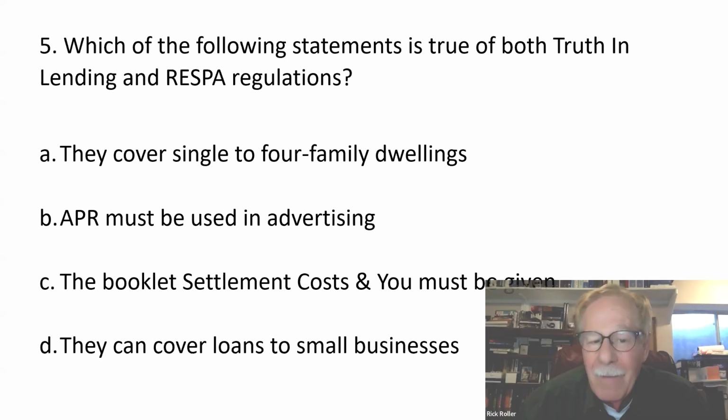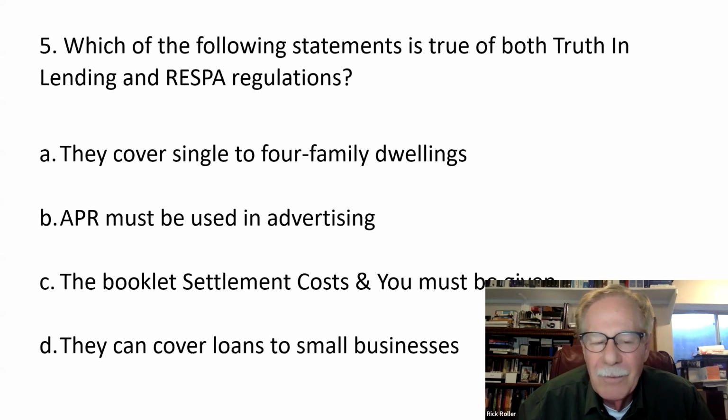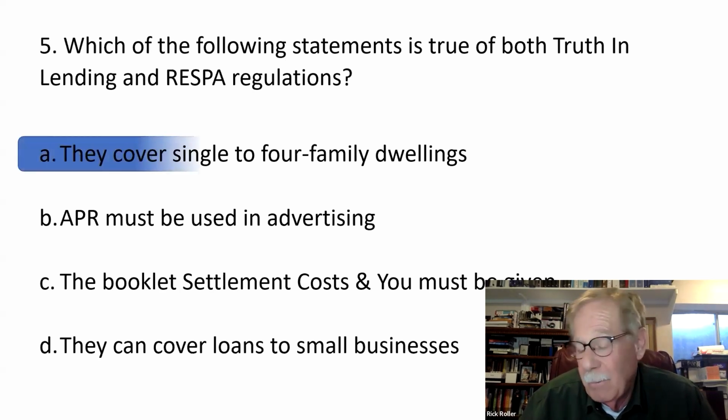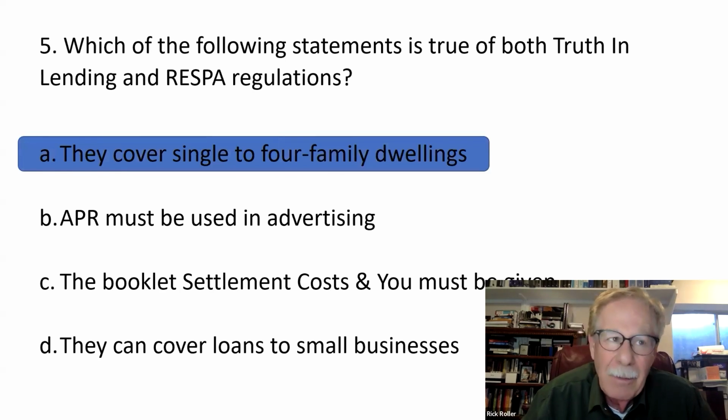Okay. And then the other one, they can cover loans to small businesses. Really, when we're talking about Truth in Lending and RESPA loans, we're not talking about commercial loans. We're talking about loans for single family residences. So A is the correct answer. They cover single to 4 family dwellings. Yes, you can get a duplex, you can get a triplex, and you can get a fourplex.